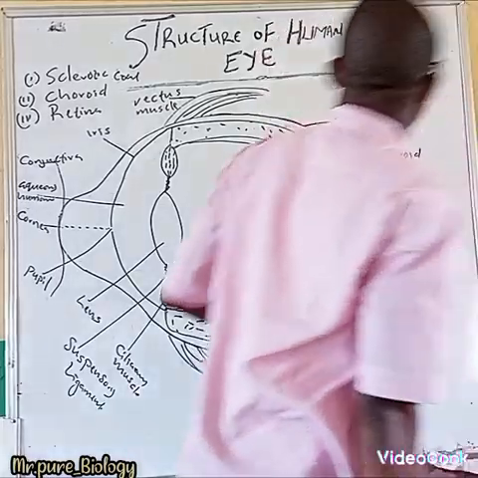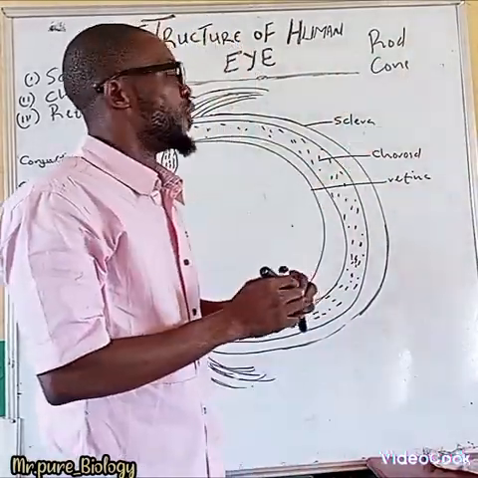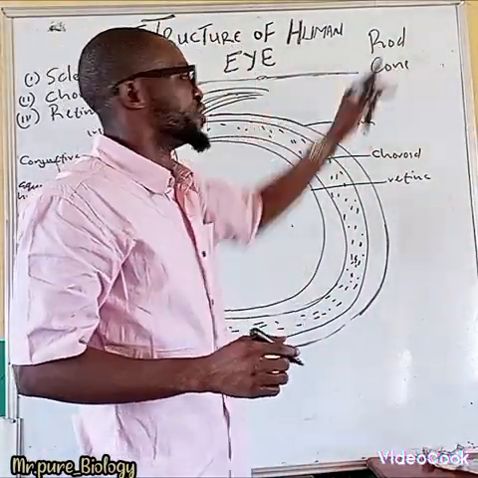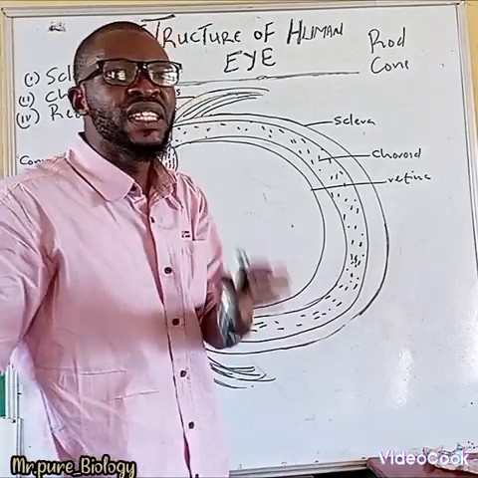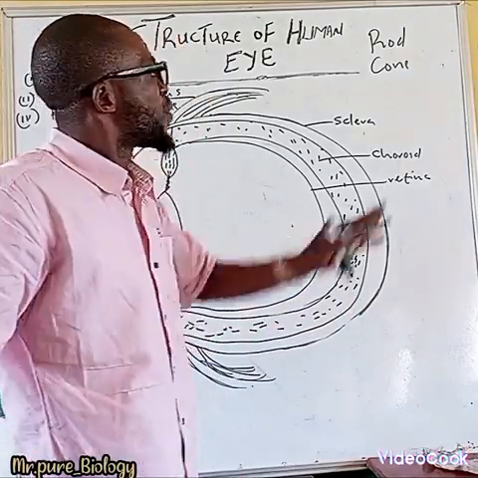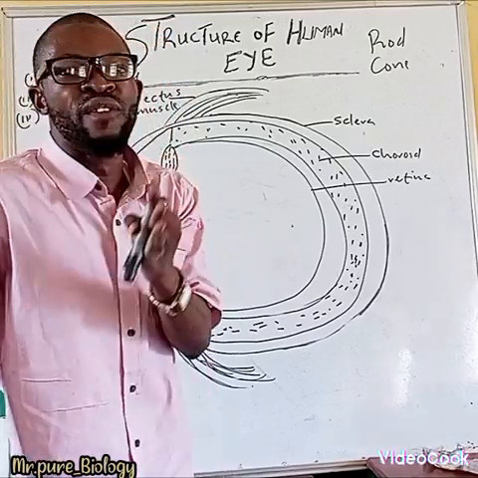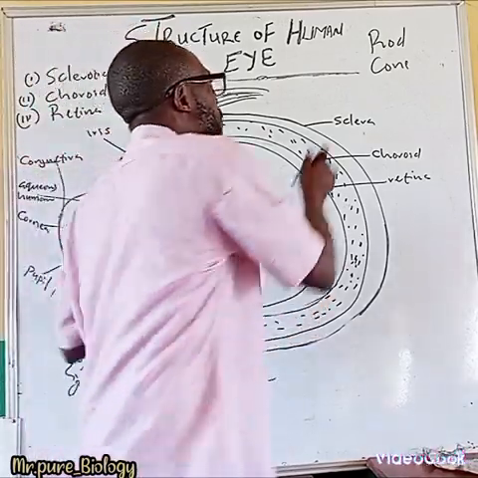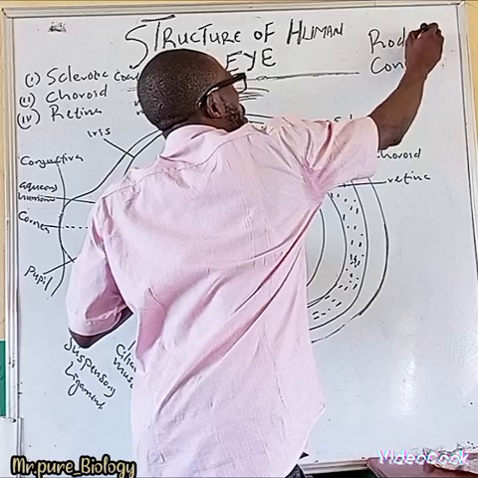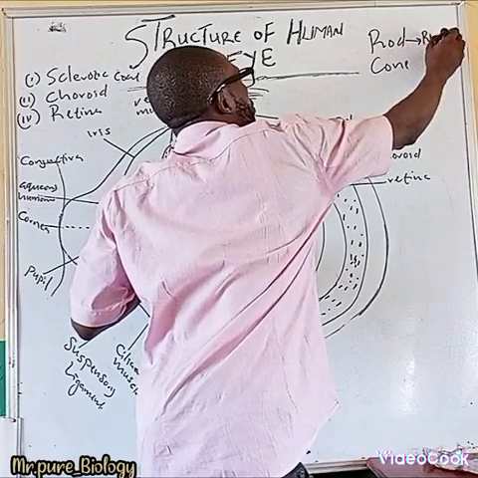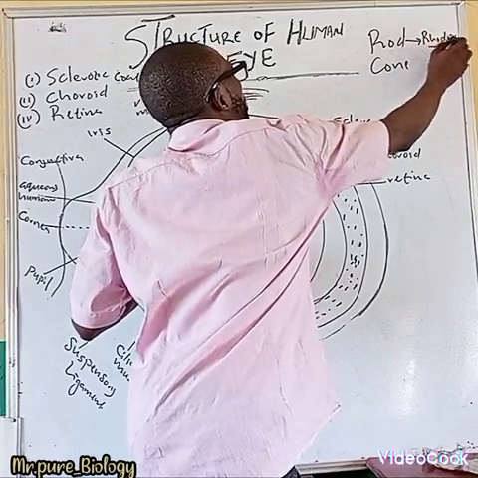They are cells on their own. To start with, the rod is very sensitive to dim light. Why is it sensitive to dim light? Because it has a kind of visual purple, and the visual purple present in it is what we call rhodopsin.